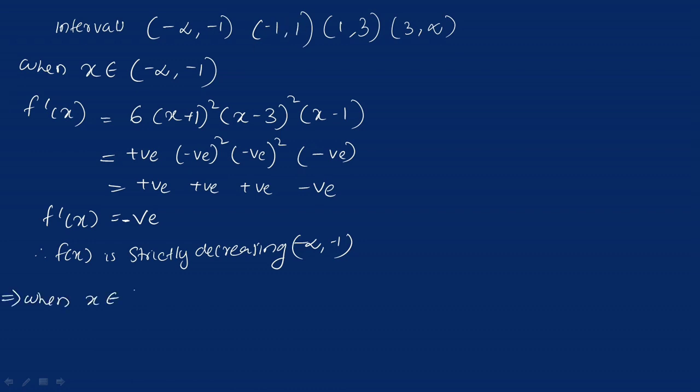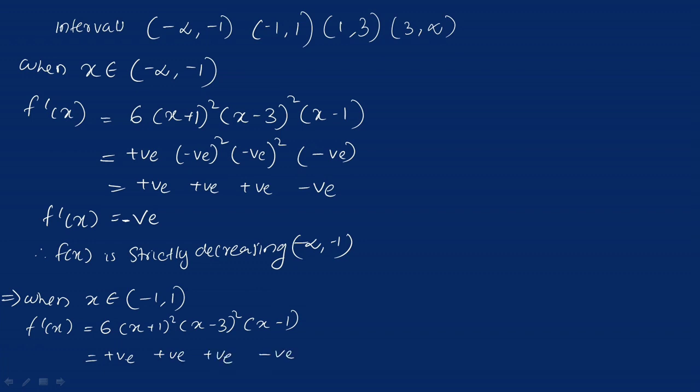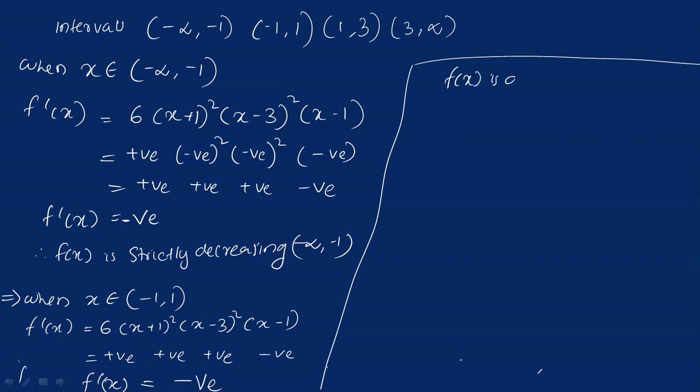Now when x belongs to the next interval, that is −1 to 1, we can write f'(x), that equation, 6(x + 1)²(x − 3)²(x − 1). So 6 is a positive quantity. Similarly (x + 1)² becomes positive, and (x − 3)² is also positive, and (x − 1) is negative. So f'(x) when multiplied together we will get a negative quantity. So we can write f(x) is strictly decreasing in the interval −1 to 1.